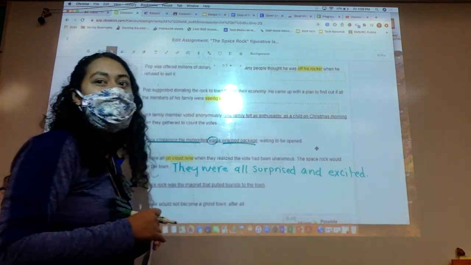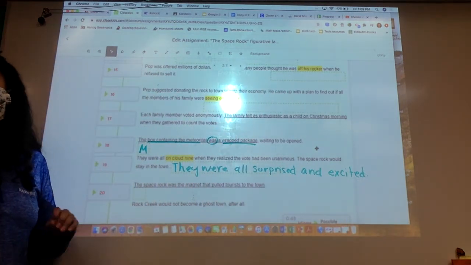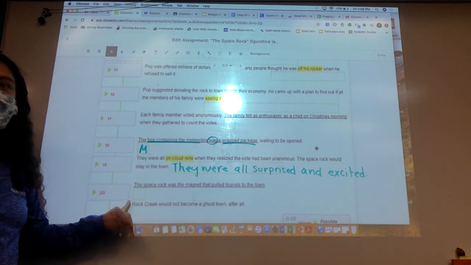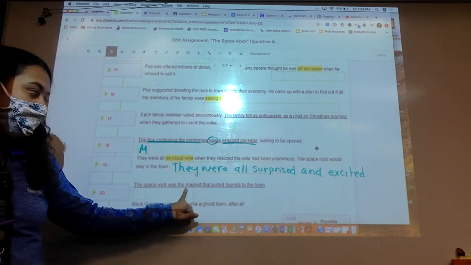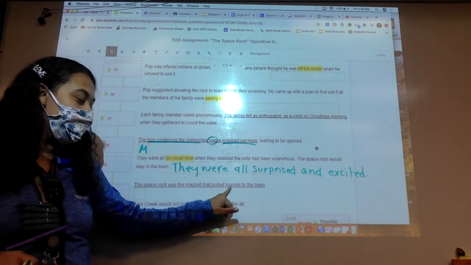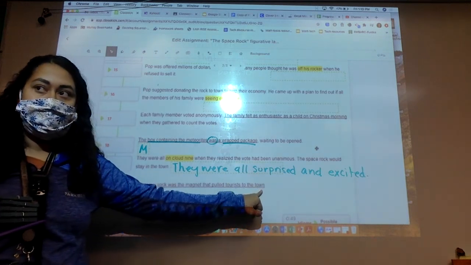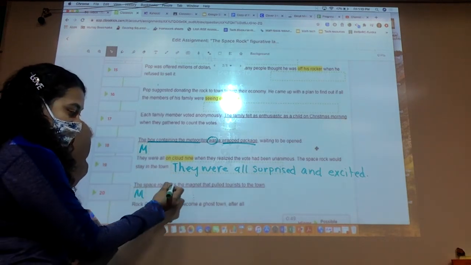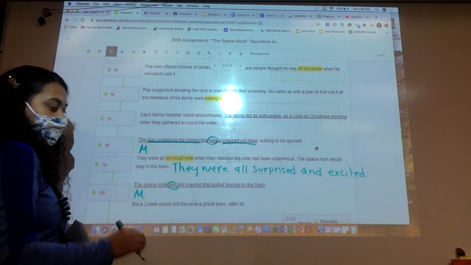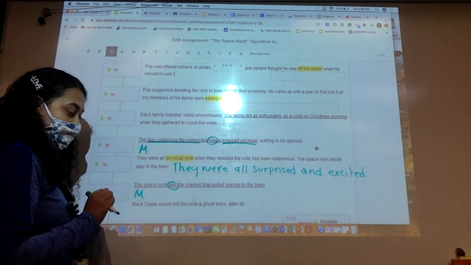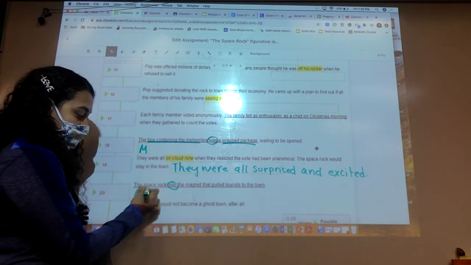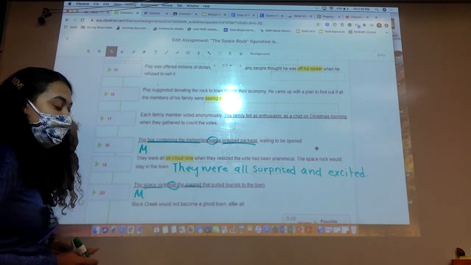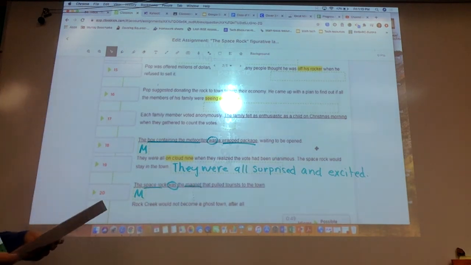The space rock was the magnet that pulled tourists to the town. Simile or metaphor? Metaphor, because it has the word was. So what two things are being compared? Space rock and magnet. There you go. You guys got it.